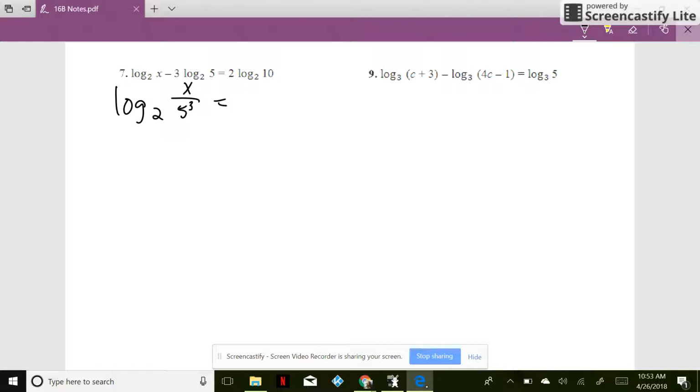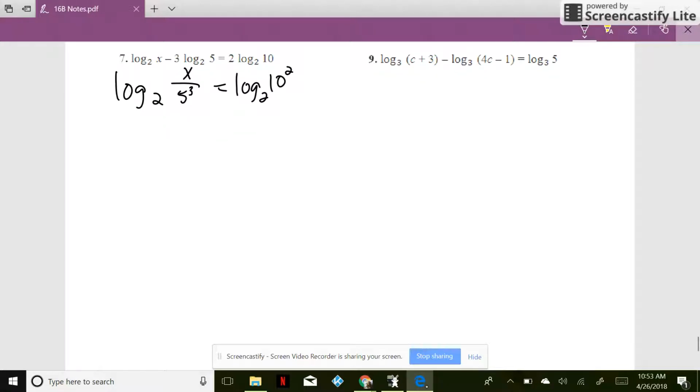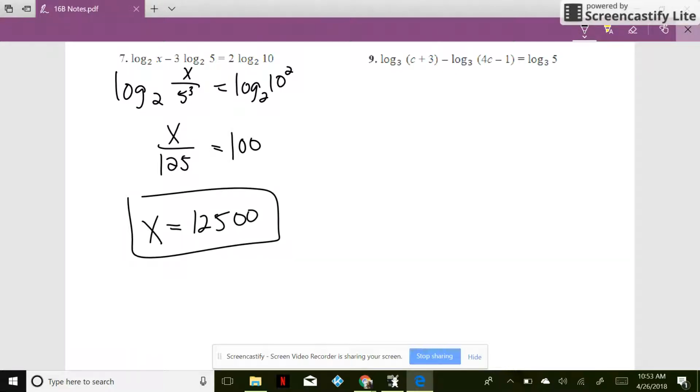So that's going to be equal to, and I'm going to bring this inside as well, log base 2 of 10 squared. So now that we have that common base, we've got x over 5 cubed is 125, 10 squared is 100, multiply, x is equal to 12,500.